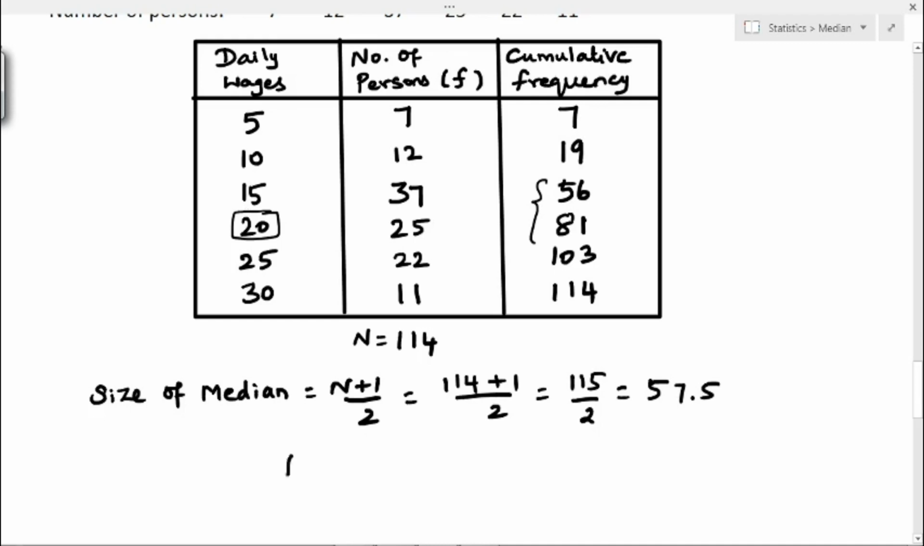So the median value is 20. First you calculate the size of the median, that is 57.5 here, and check whether this value lies in the cumulative frequency. We don't have that value, but 57.5 lies in between 56 and 81. Among these two we consider the higher cumulative frequency, 81. This corresponds to a daily wage of 20. So our median value is 20.